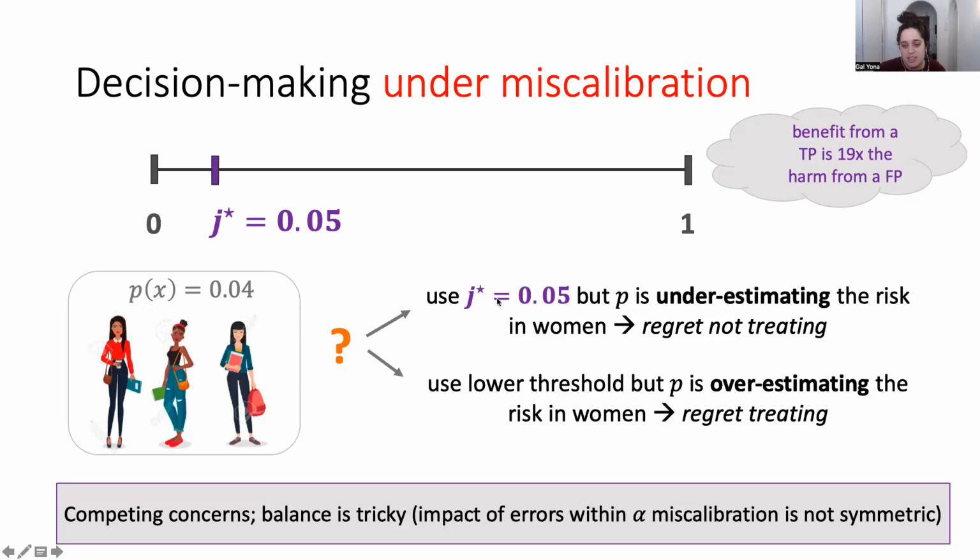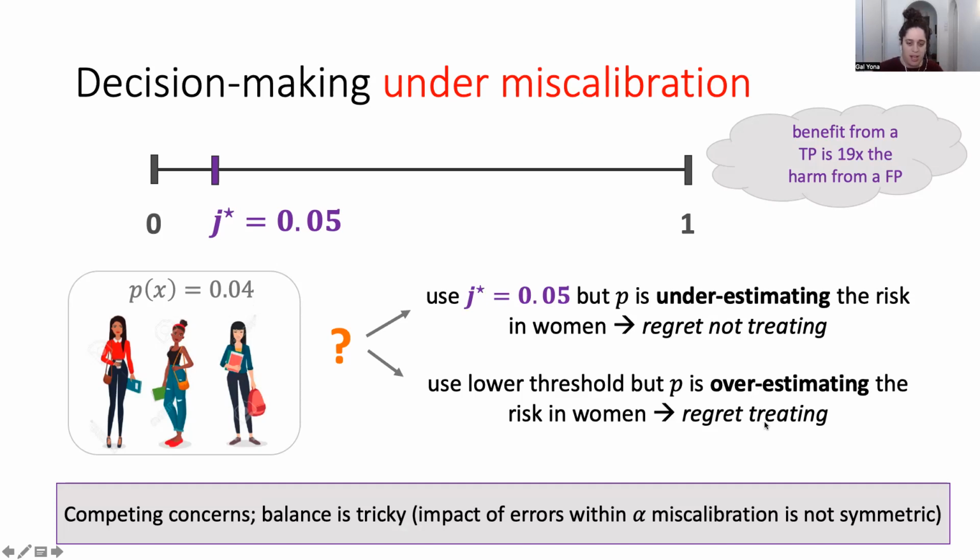So I could still use J star and not treat them. But then if my predictor was underestimating the risk in this population, I might regret not treating them. But on the other hand, if I use a lower threshold and then find out that my predictor was overestimating the risk in this group, then I might regret treating them.